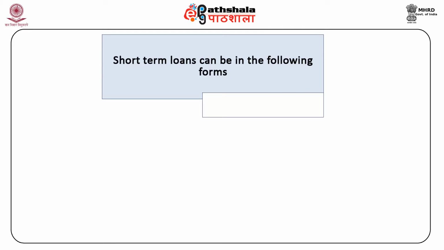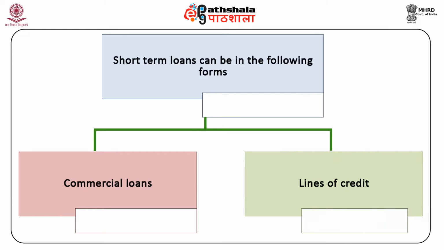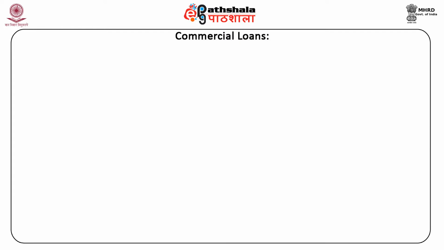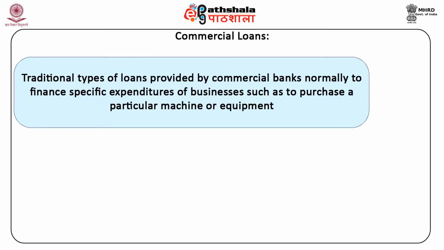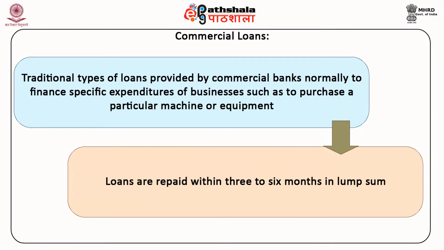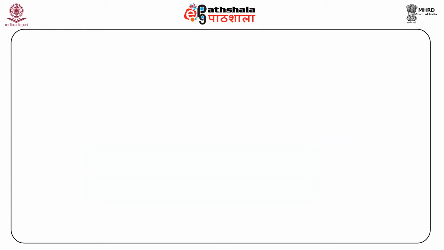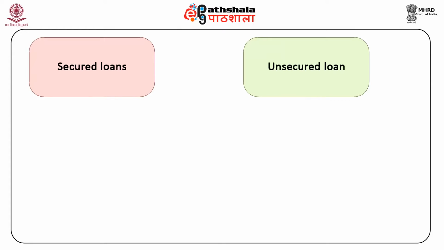Short-term loans can be in the following forms: commercial loans and lines of credit. Commercial loans are the traditional types of loans provided by commercial banks, normally to finance specific expenditures of businesses, such as to purchase a particular machine or equipment. These loans are repaid within 3 to 6 months in lump sum. Commercial loans could be secured as well as unsecured.